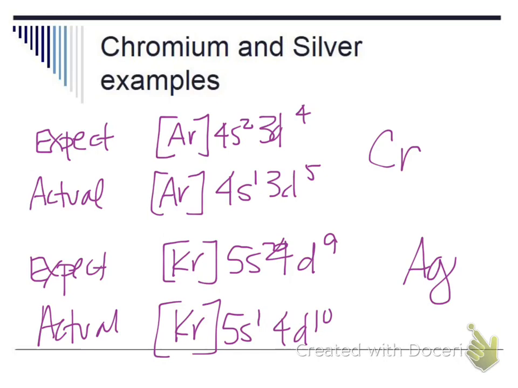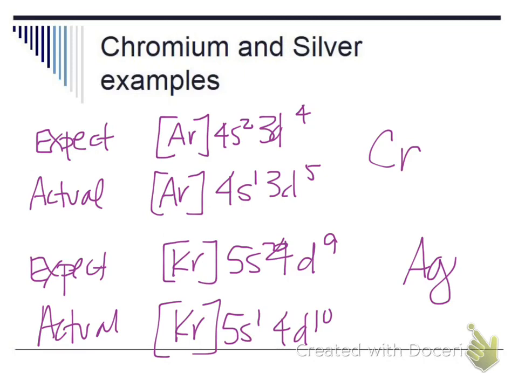Yes. For chromium, molybdenum, and tungsten, yeah. And then the group that's actually going to be group 11, which is copper, silver, and gold, that's going to be S1, D10. Okay? And those are your exceptions.